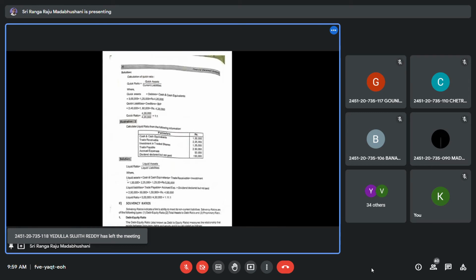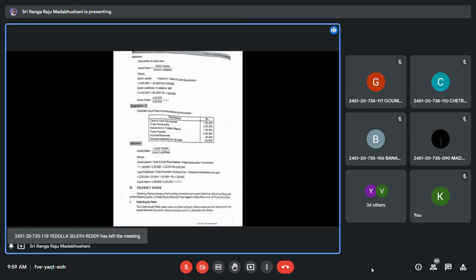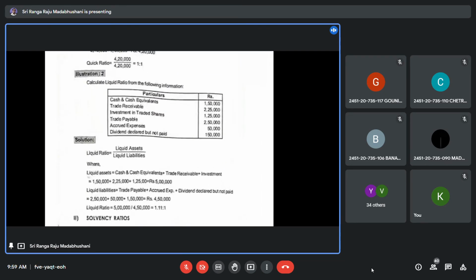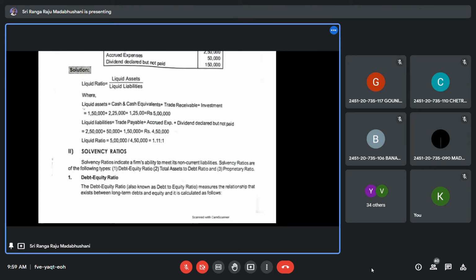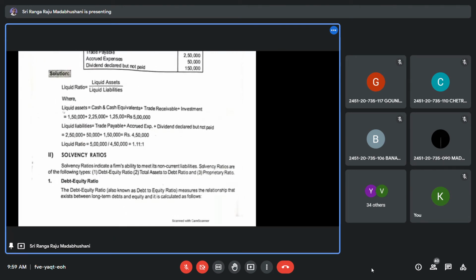So this is liquid ratio. If you know current ratio, the liquid ratio is very simple. Very simple. Hope these two things are clear. Any doubt?